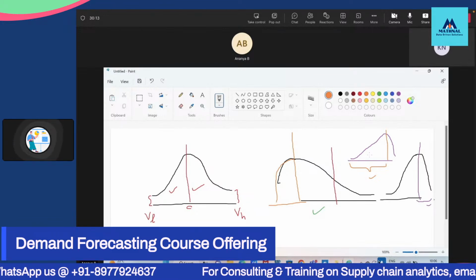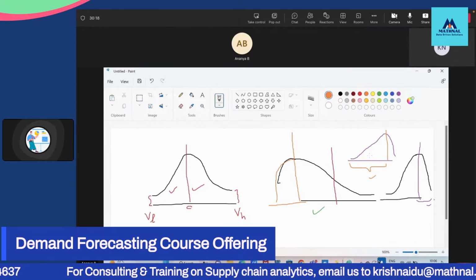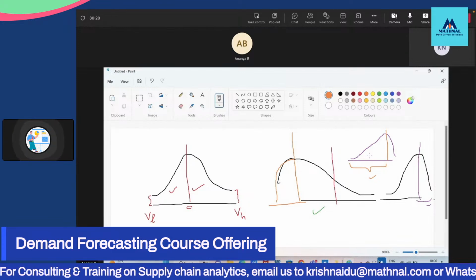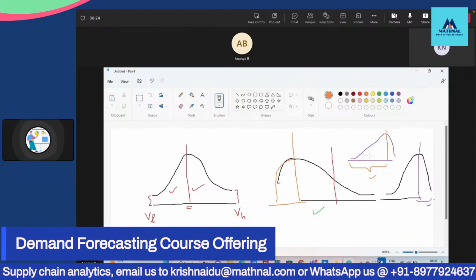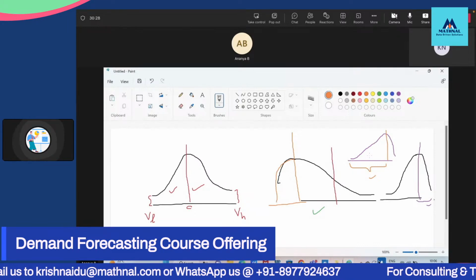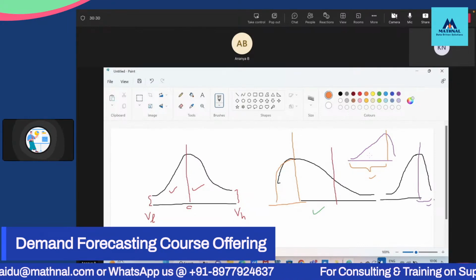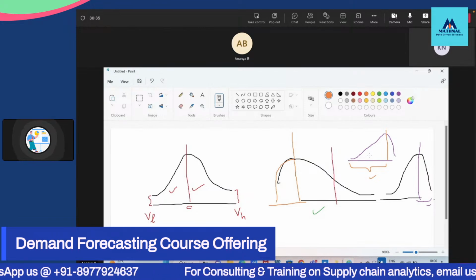Yeah, so if we talk about left skewed or right skewed, if it is left skewed, it means the low volume frequencies are more. So in that case, we need to build low levels of inventories. We should not go for high levels of inventories because the high volume frequencies are very rarely occurring, rarely happening.